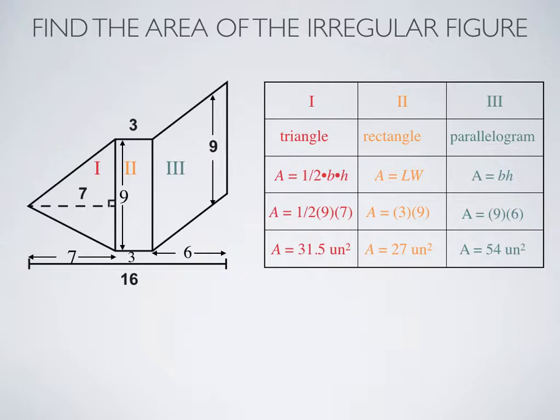So I'm going to multiply 9 times 6 for my parallelogram area. That's 54 square units. The total area, I add the three pieces together, and I get 115.5 square units for the area of this composite figure. So once again, what did we do? We made a chart to keep track of the three different pieces that were involved in this shape. I found the area of each piece and I added them together.